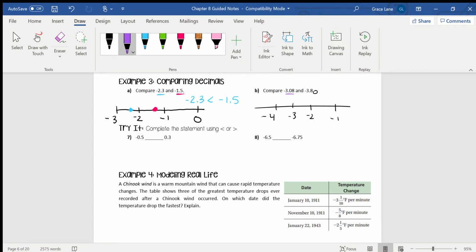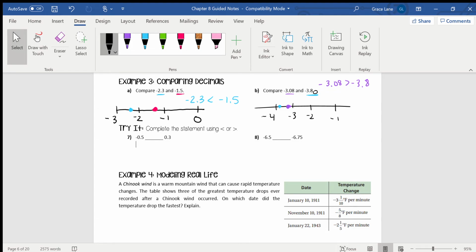Okay, so negative 3.08. If you think of it in terms of money as your 8 cents, that's really close to $3. So it would be right here-ish. And then negative 3.80 is a lot closer to 4. So it would be closer up here. And so using this, the blue dot, negative 3.8 is less than, because it's farther to the left, but since you're writing this one first, you would say negative 3.08 is greater than negative 3.8.